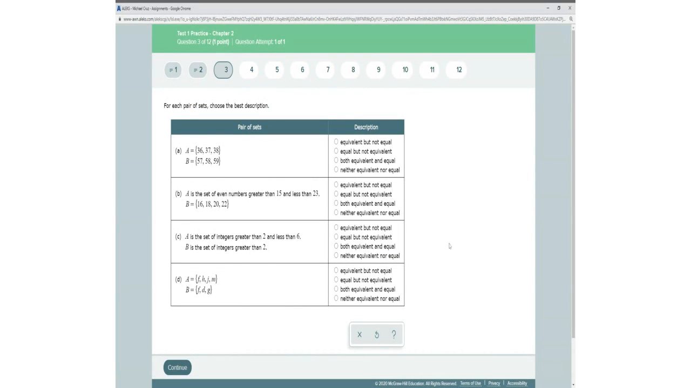Okay, now we got some that deal with equivalence and equal. Remember, equivalent just means you can't see the board.